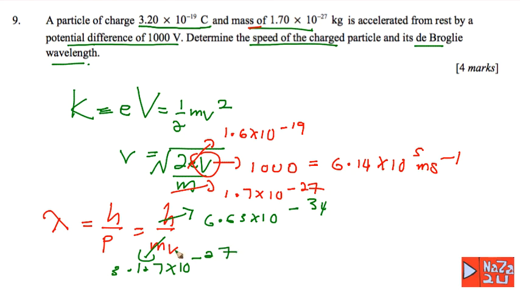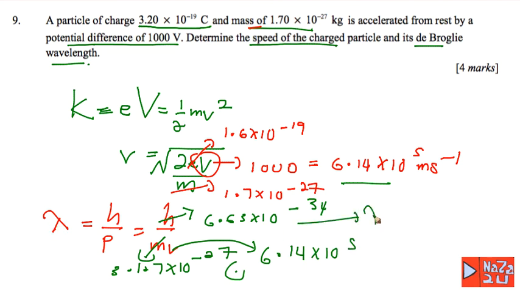And the speed here, this is the speed, is equal to 6.14 × 10^5. So you can find the value of lambda is equal to 6.36 × 10^-13 meter.